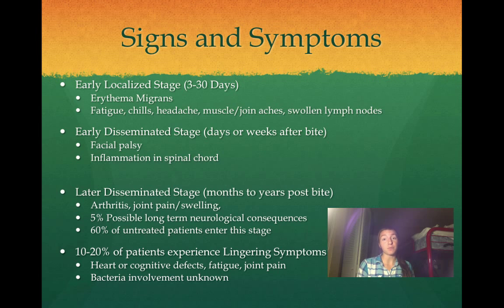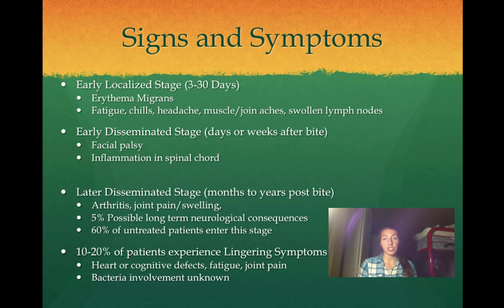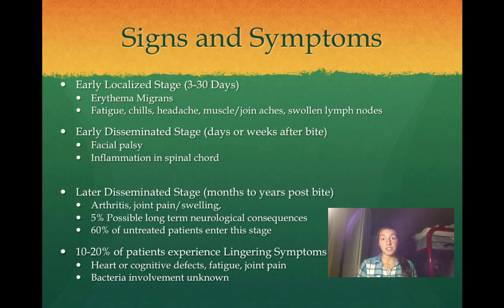Lyme disease is often broken into stages based on duration and symptoms. Most often in the first stage, which is called the early localized stage, an erythema migrans rash will appear that looks similar to a bullseye. This rash is the most identifying symptom of Lyme disease. The rash appears about 7 days after the insect is bitten and will continue to expand in the days ahead. Also in this stage, the victim experiences fatigue, chills, headaches, muscle and joint aches, and swollen lymph nodes.